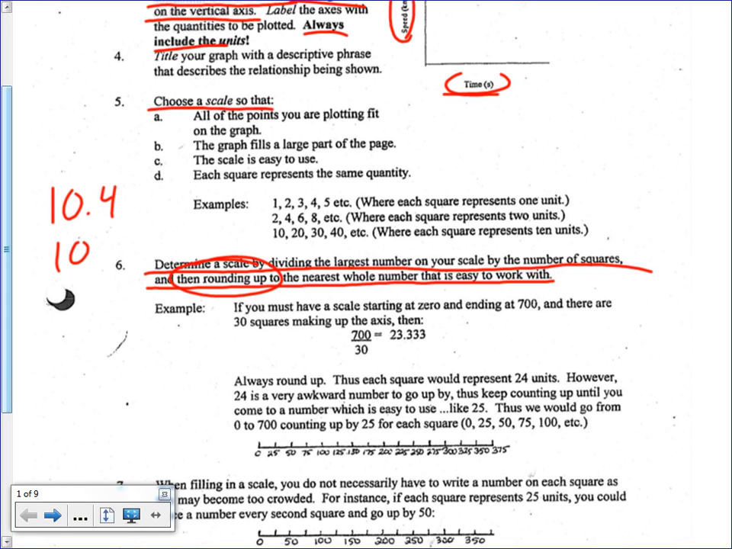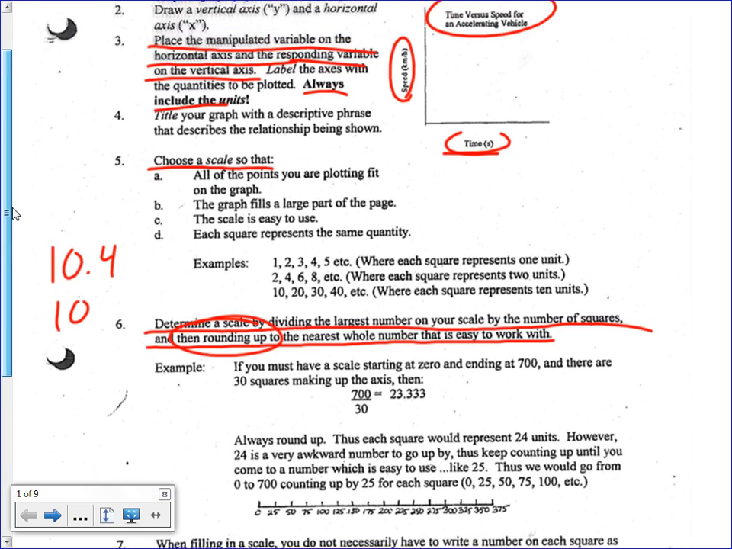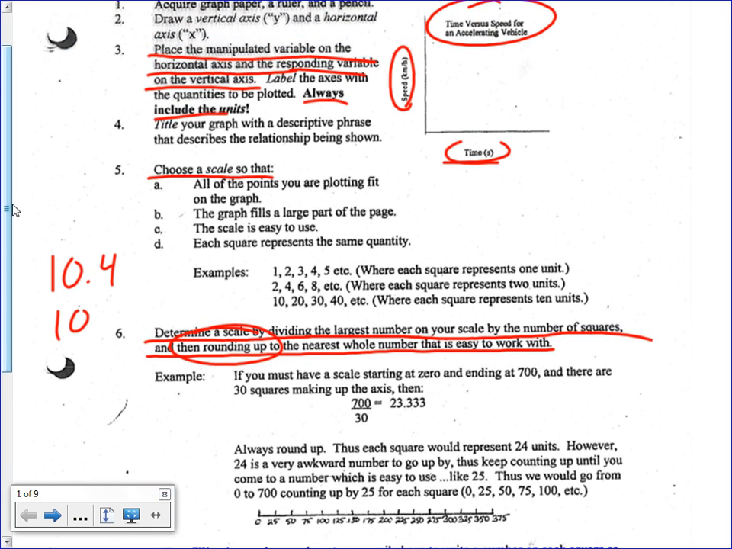So picking a scale for your graph tends to be the place where I see people make mistakes often. You got to choose a scale that all the points fit on the graph. The graph fills a large part. What do we mean by large part? I mean at least 80% of the available space.